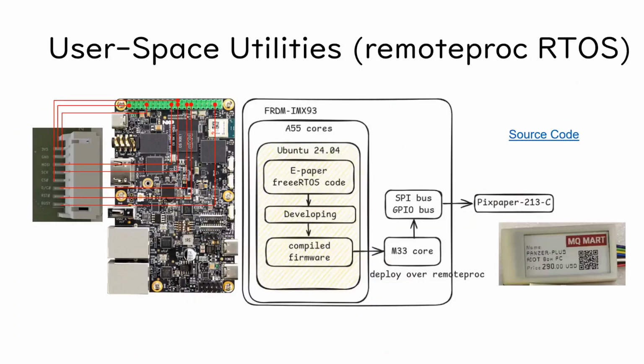This is another user space example using remoteproc RTOS. Because this can use some big.LITTLE ARM architecture, you can run Ubuntu on the A55 cores and load the firmware using remoteproc to transfer the firmware to the MCU core and update the image. It's also open source.